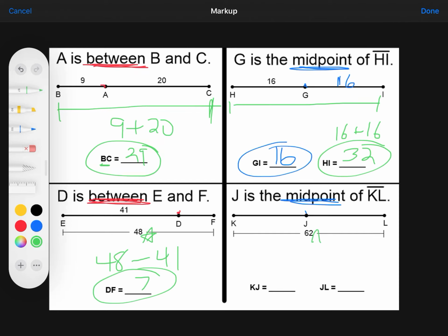Versus here, notice 62 is all the way across, but I can't subtract like the one to the left of it, because there's nothing to subtract with. I have to figure out what to do when the part on the left here is equal to the part on the right. And the way to do it is to divide, and you get this part is 31, and this part is 31. Just like on the top right problem, 16 and 16, the two parts are the same. On the bottom right problem, 31 and 31, the two parts are the same.